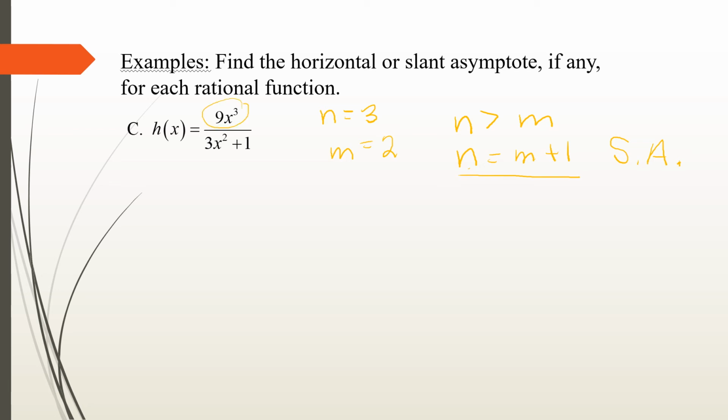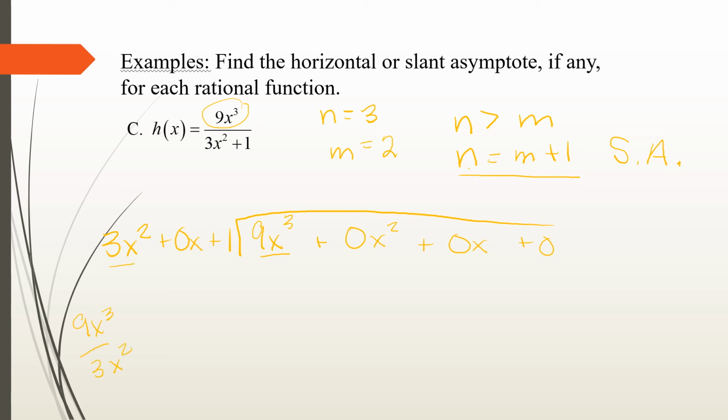This is my dividend, 9x cubed. So I'm going to have 9x cubed plus 0x squared plus 0x plus 0. That's going to be my dividend. My divisor is going to be 3x squared plus 0x plus 1. Now remember, in long division, we're going to say, what does 9x cubed divided by 3x squared equal? Well, that equals 3x.